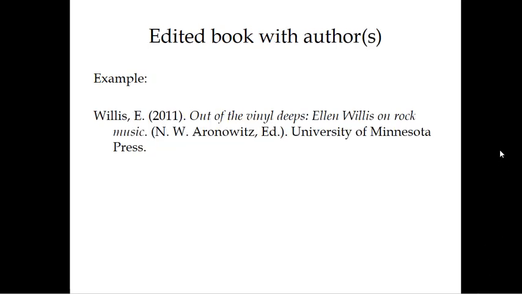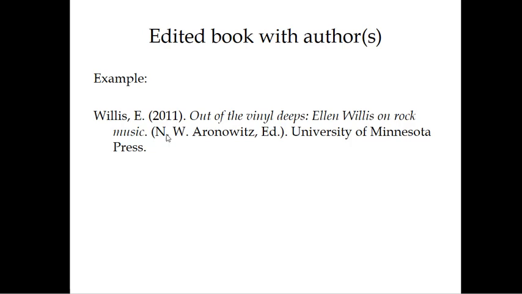If we look at edited books with authors, so this is an edited book that also contains an author, you would start it off the same way you would anything else if you have an author. So you would put the author name, the publication year, the title, and then what you would do is you would include the editor name after the title. So after the title's done, in parentheses, you would list out the editor name, but you would list it out first name, middle name, last name. So you don't invert it within the parentheses here.